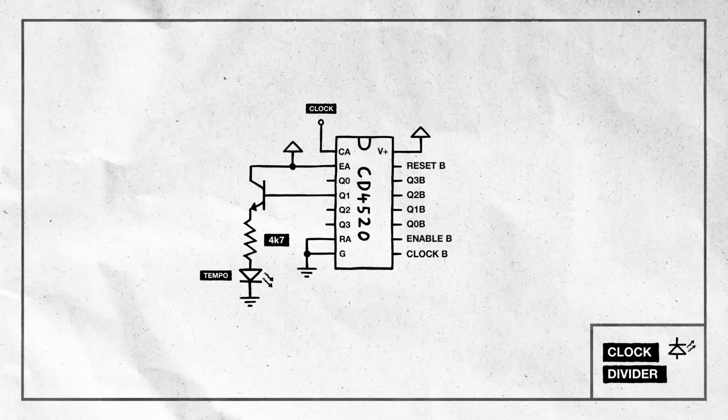For now, we'll grab the quarter note pulse from Q1, buffer it with an NPN transistor, and use that to drive our clock LED. Finally, we'll disable the second counter by pulling its clock input low, so it stays inactive.